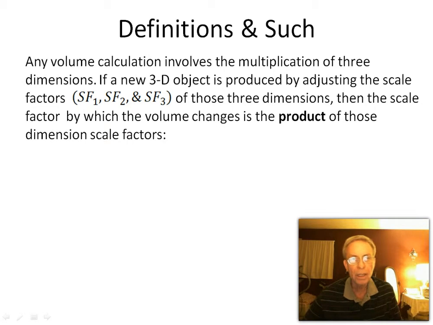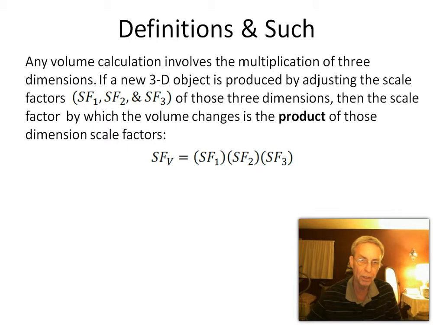Definitions and such. Any volume calculation involves multiplication of three dimensions. This means that you've got to multiply by the height, the width, and the depth. If a new 3D object is produced by adjusting the scale factors, any one of these, scale factor 1, scale factor 2, and scale factor 3, of those three dimensions, then the scale factor by which the volume changes is the product of those dimension scale factors. In other words, the way that the volume is going to change is determined by the multiplication together of those three scale factor changes.